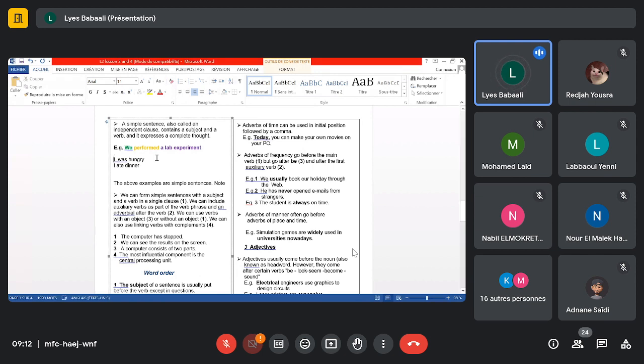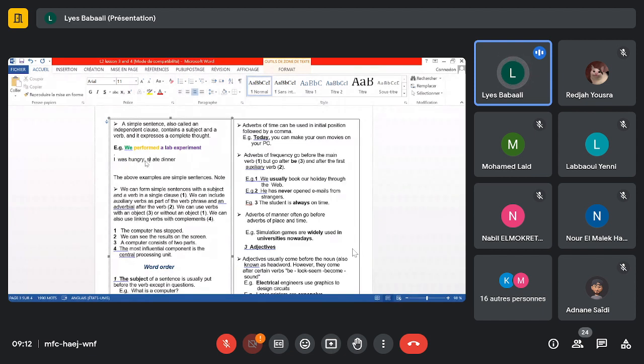But if we relate the two clauses together, we will get a compound sentence. I was hungry, so I ate dinner, right? So this is two clauses linked with a conjunction. So yeah, that's the main idea. That's what a simple sentence is.